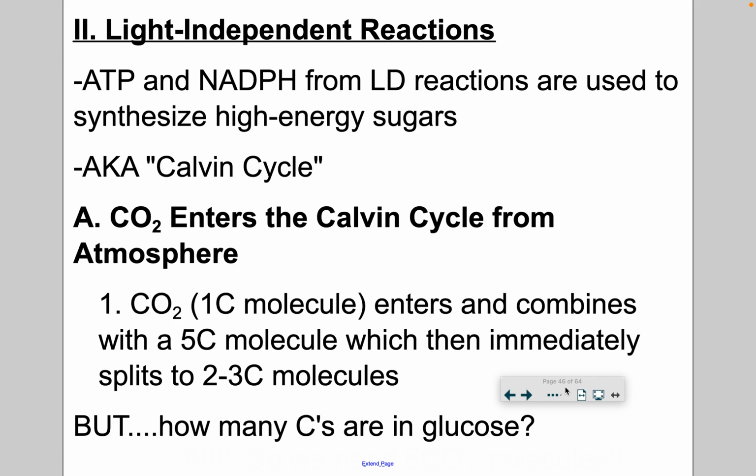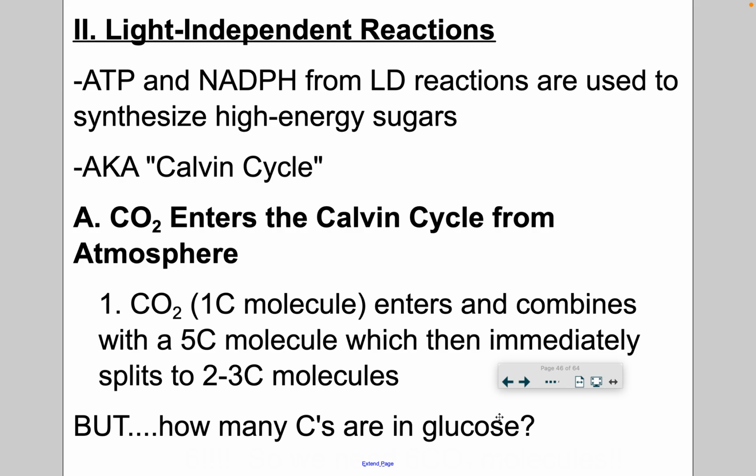So the Kelvin cycle starts with CO2, and it's going to enter the Kelvin cycle from the atmosphere. Now, we're going to be counting carbons here. CO2 has one carbon, so it's a one-carbon molecule. And it enters, and it's going to combine with a 5-carbon molecule. And when that happens, it's going to immediately split into two 3-carbon molecules. And you're like, what? Wait a minute. Glucose. You know, we're trying to make sugar here.